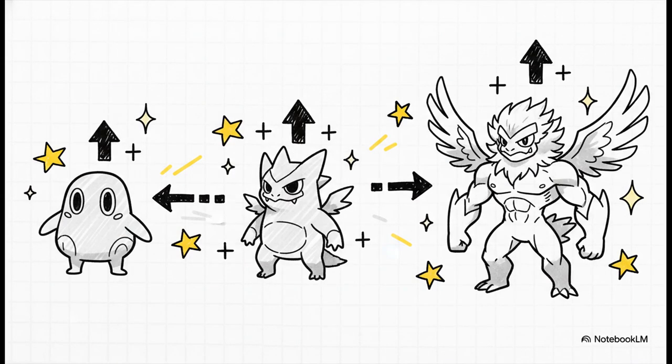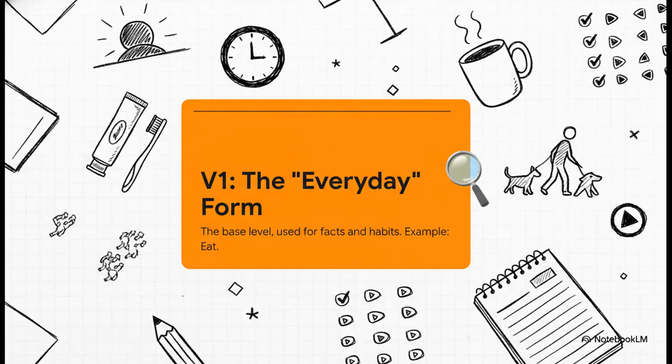The big idea here? English verbs are basically Pokemon. They have different levels based on time. Pretty cool, right? First up, you've got V1, the everyday form. This is your base level for stuff you do all the time.